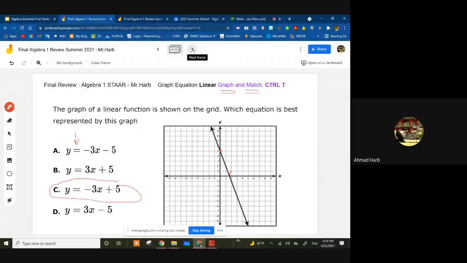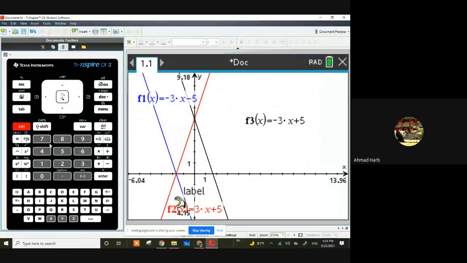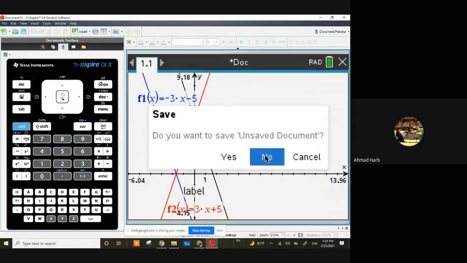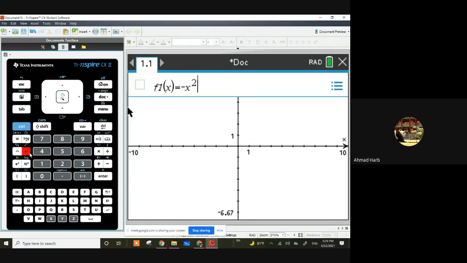Same thing for the next one. Now the graph of a quadratic function. So quadratic means the U-shaped function, right? So you're going to graph one by one and see which one looks like this one. So let's see. Just graph and match. Let's graph the first one. Is it the first one? Negative x squared plus 6x minus 1. Is it this one?